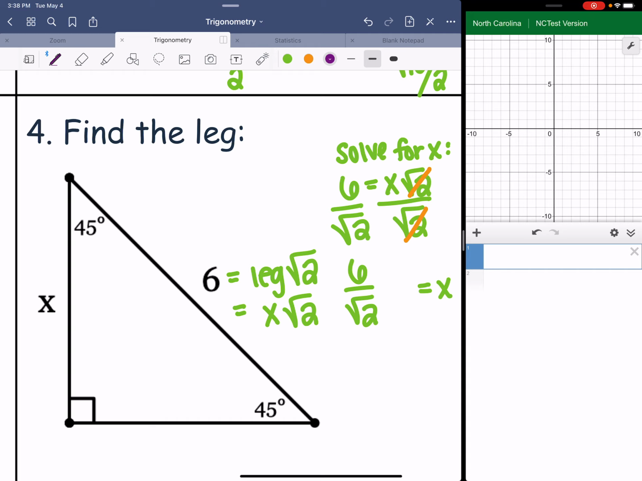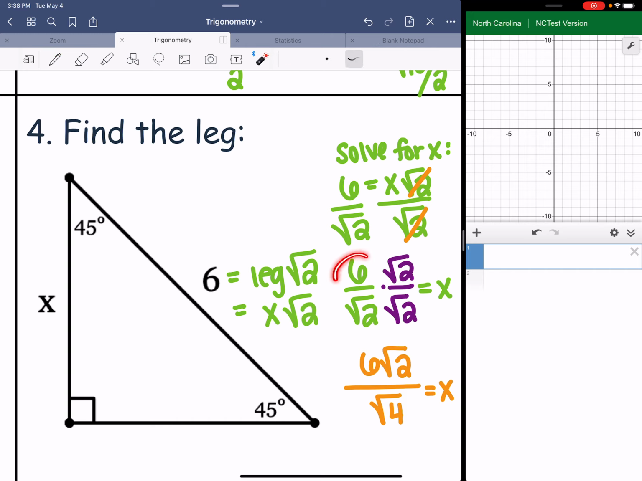Now, again, we want to get that square root of 2 out of the bottom, so we're going to multiply by the root 2 on top and bottom. And when we do that, we're just going to get 6 times the square root of 2 over the square root of 4 equals x. So we multiply straight across, and we got 6. Since that's a whole number, it stays outside of the radical. This does not become the square root of 12. Only if there's a radical on both of them, that's when they both go inside. The square root of 2 times the square root of 2, that's when you multiply them, and they go inside the radical.